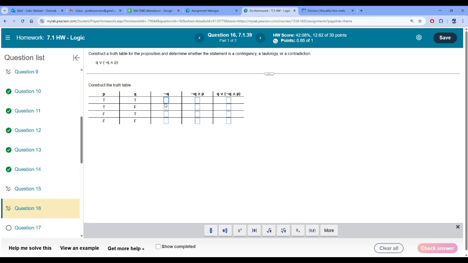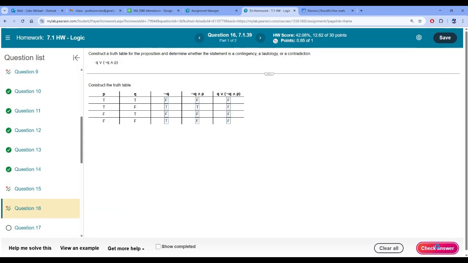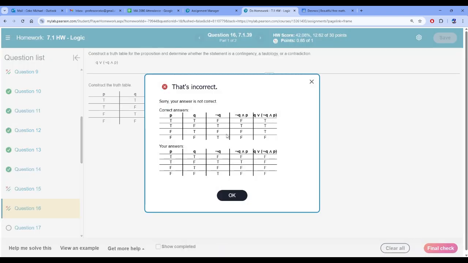Okay, so not Q would be false. Wrong letter. Not true, false, true. Not Q and P would be false. True, true is true. False, false is still false, and false. And then this one would be Q. I think these guys are all false. Let's see. Dang it. Where'd I mess up? The problem is I don't know where I messed up. That's fine. F, T, F, F.